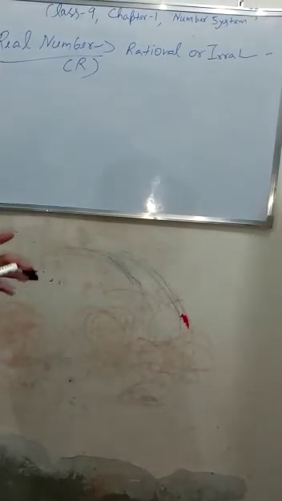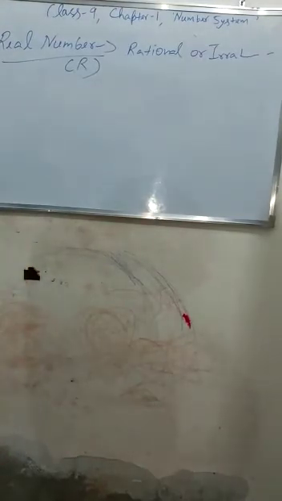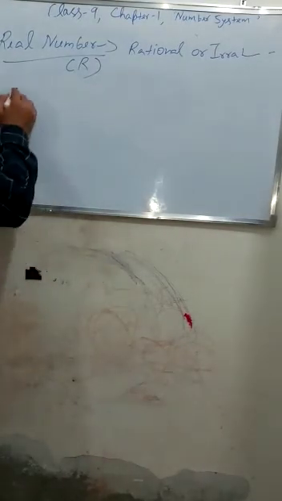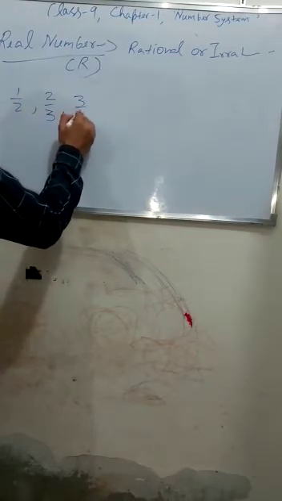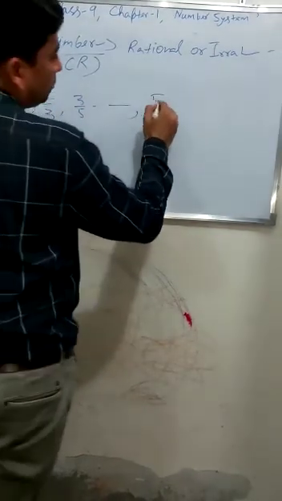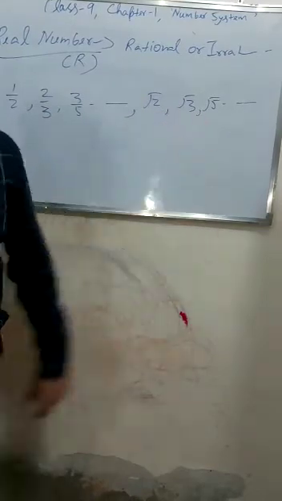That means if a number is rational, then it is real. If a number is irrational, then it is real. For example, 1.2, 2 by 3, 3 by 5 and so on, under root 2, under root 3, under root 5 and so on. If the number is rational, then it is real, or if the number is irrational, then it is real.